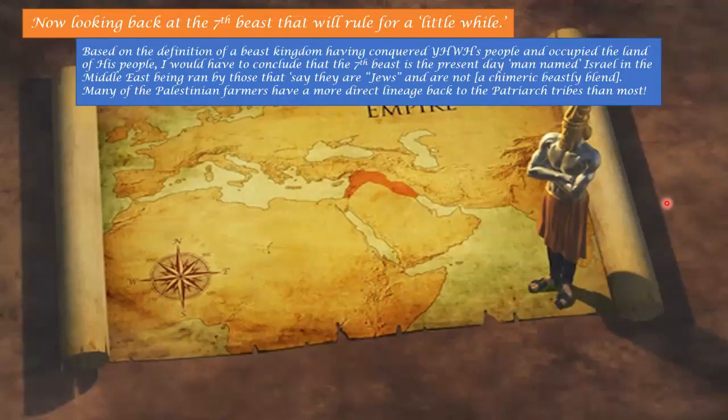So that is why I conclude the seventh beast is the present day man named Israel in the Middle East, being ran by those that say they are Jews and are not. A chimeric beastly blend, if you will, of all nationalities coming in and saying they are Jews and are not. And they follow the Babylonian Talmud. So many of the Palestinian farmers that are in that region have a more direct lineage back to the patriarch tribes than most.